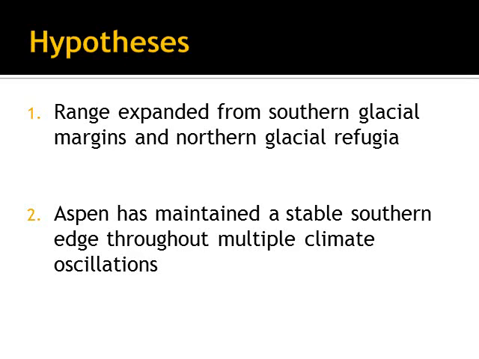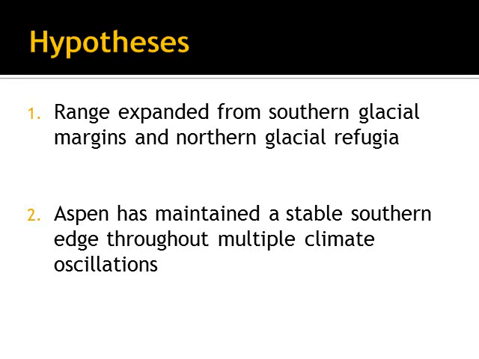So we had two hypotheses going in. One is that aspen expanded its range from southern glacial margins as well as northern glacial refugia. And what you'd expect to see in this case is increased genetic diversity in these populations from the southern glacial margins, as well as populations that represent putative refugia. And our second hypothesis, which is not mutually exclusive from the first, is that aspen has maintained a stable southern edge throughout multiple climate oscillations. And again, similar to the first hypothesis, what you'd expect to see in this case is increased genetic diversity in these populations in the southern portion of the range.